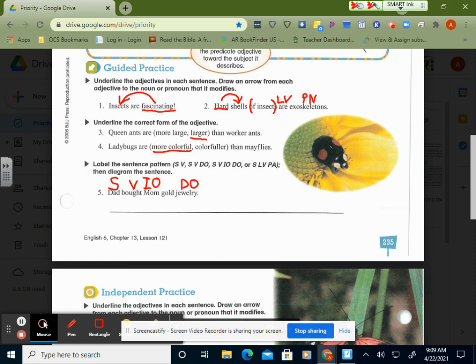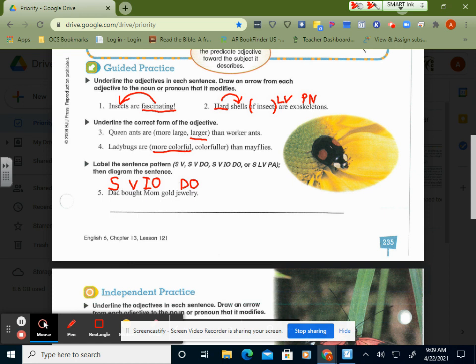Wait, what is an IO? Adjective. Adjective. And an IO is, it answers the question to or for whom or what. Dad bought jewelry for who? For mom. So mom's the indirect object. Gold is an adjective. So here's how we diagram.